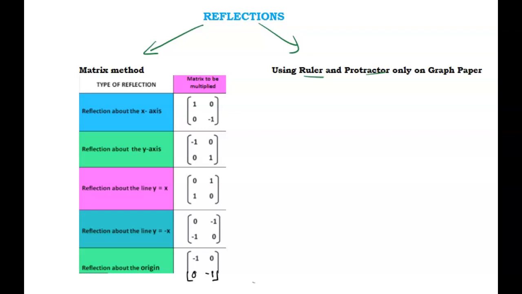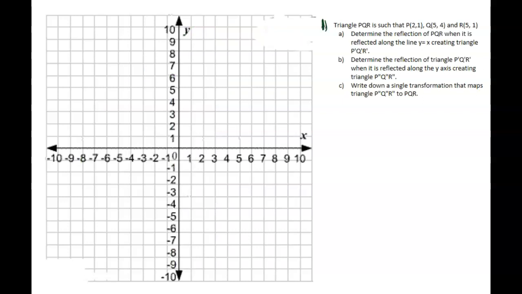Now let me start a question. This is my first example. We have a triangle PQR such that P is (2, 1), Q is (5, 4), and R is (5, 1). We need to do these things. So the first thing we need to do is draw up this triangle here. So I'm going to plot these 3 points.